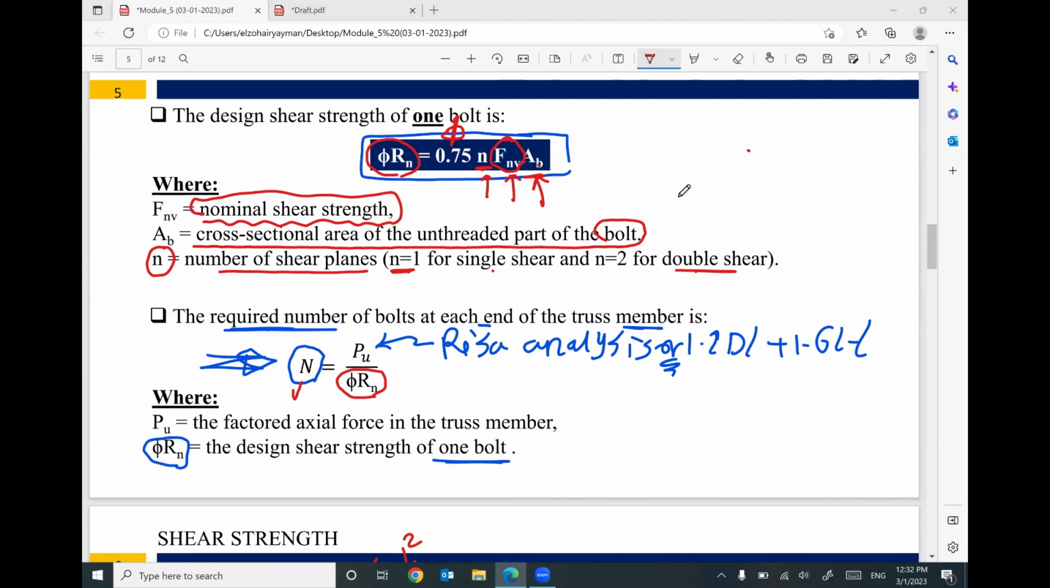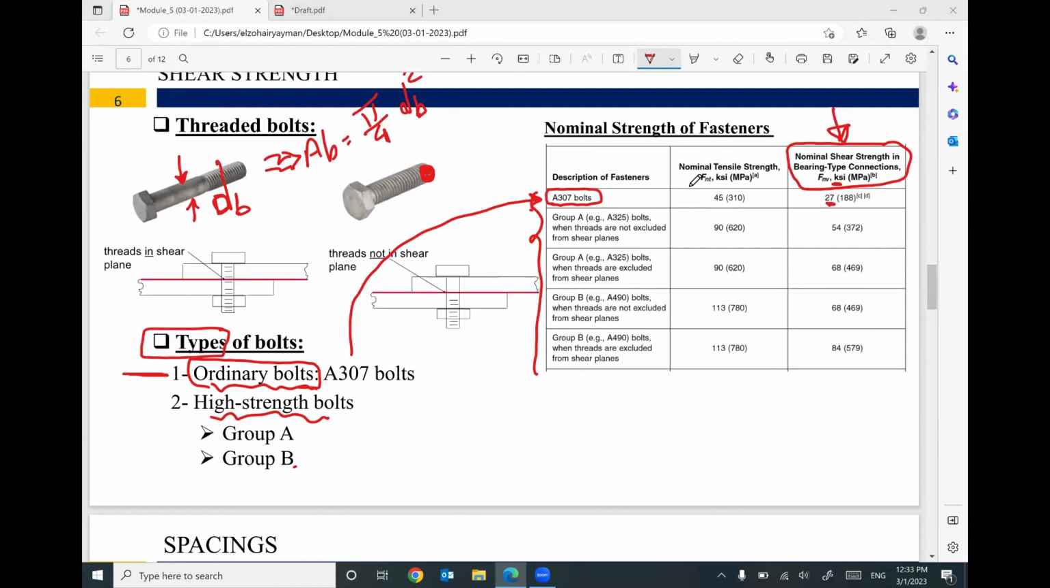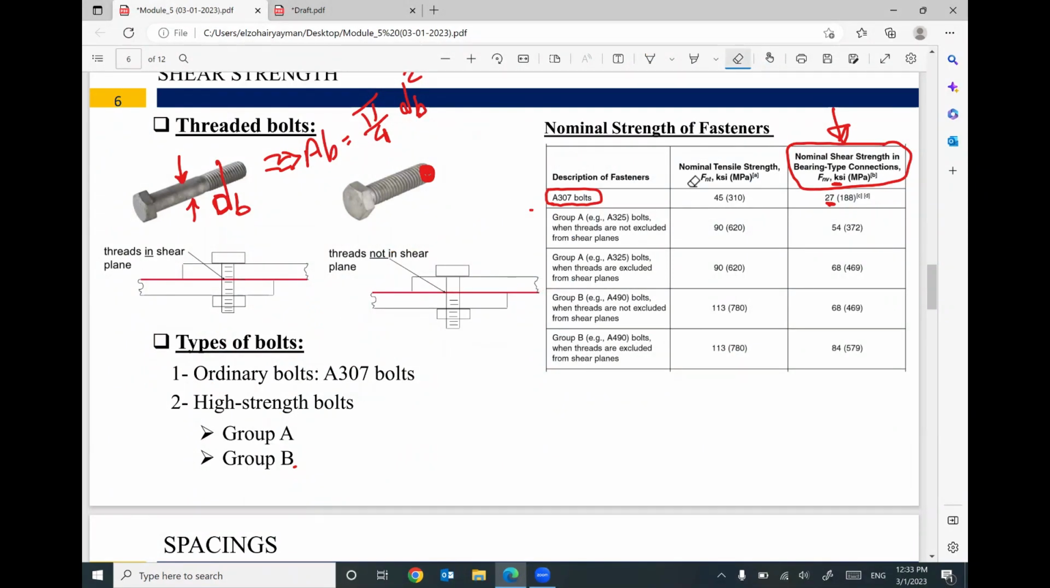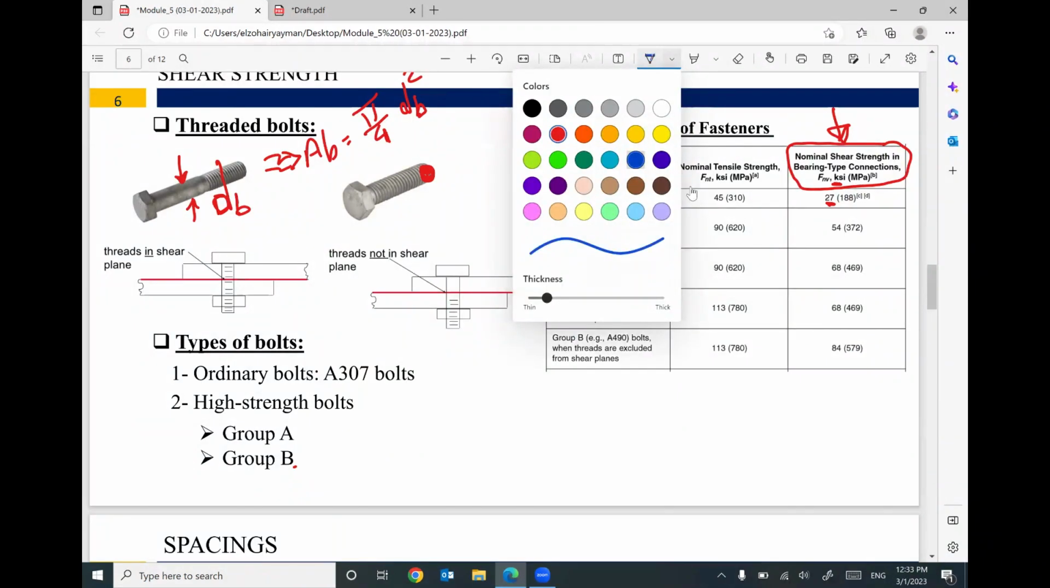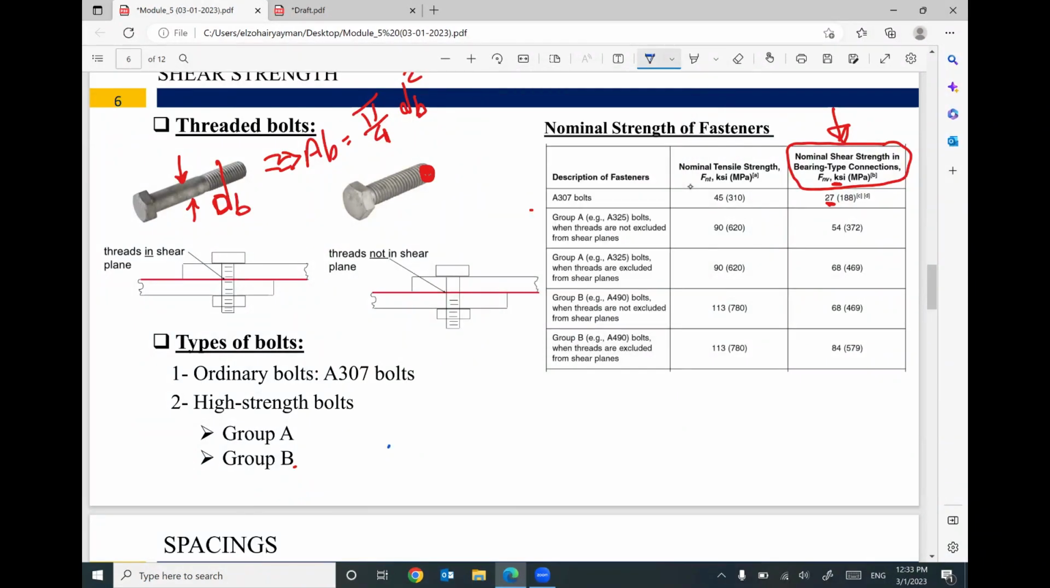Okay. If your bolt is the second type, which is high strength bolt, in high strength bolt we have two options. The first one is grade A. The second one is grade B. Assume we have grade A, or group A. If you have group A, we have two options.